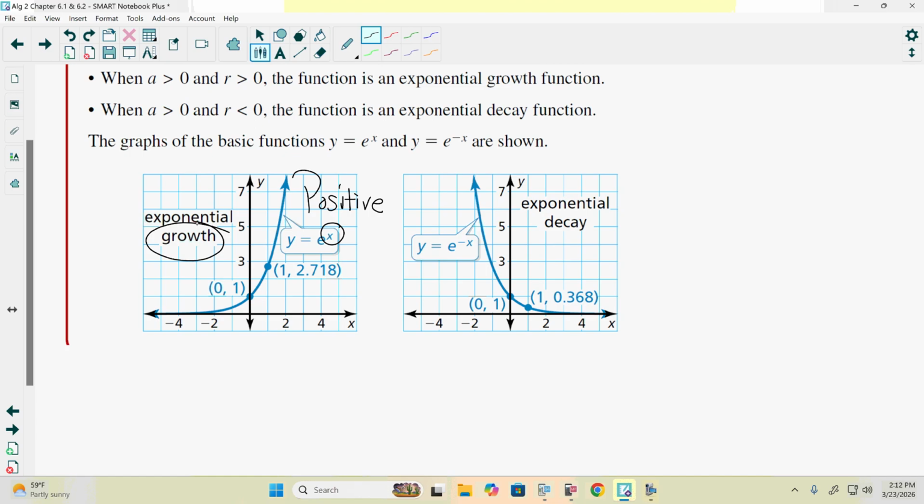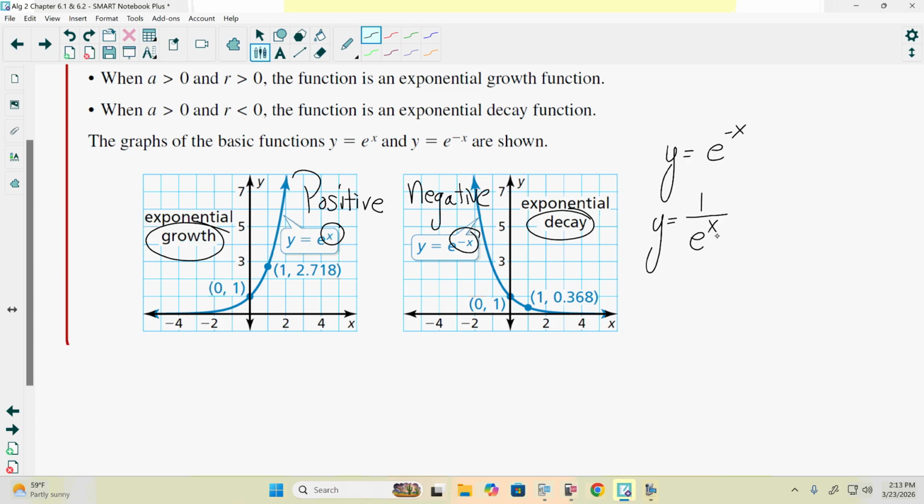Now, if the exponent is negative, it is going to be okay. Because y equals e to the negative x. To make that exponent positive, we've got to move it from the top of the fraction to the bottom. So now our b value is actually between 0 and 1, because it's 1 over 2.718. It's now going to be decay.